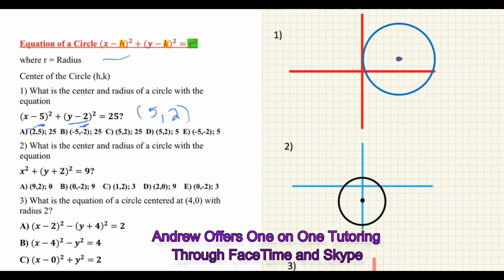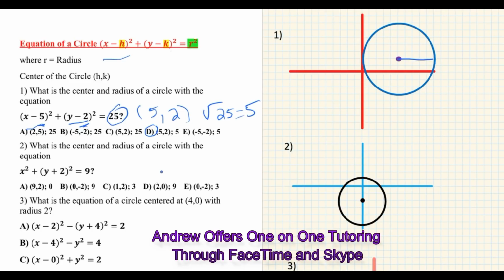This is the center of the circle, and the radius of the circle is the square root of 25. The square root of 25, remember, equals 5. So the radius is 5, and the center is (5, 2). That means 5 units in every direction, the radius. Answer choice is D.